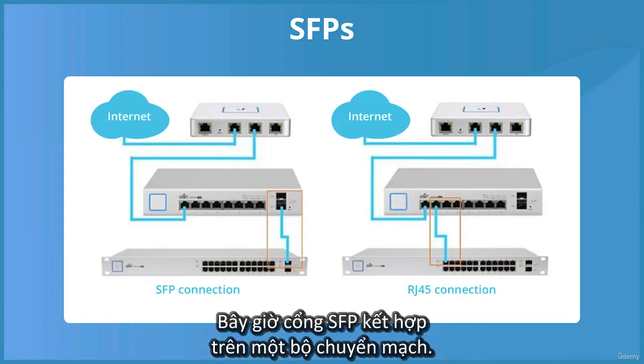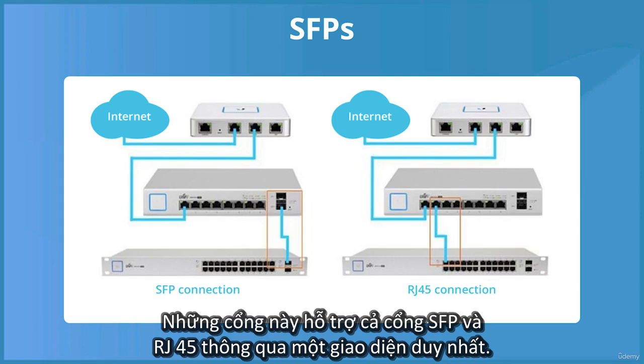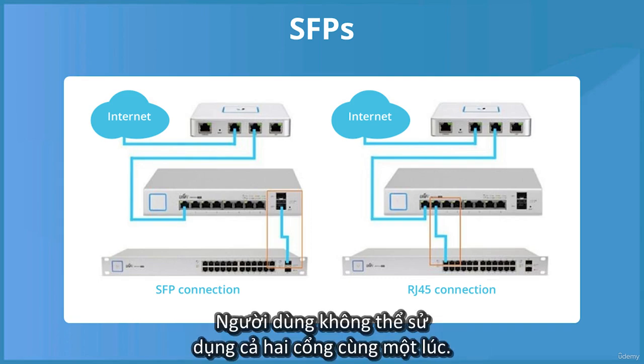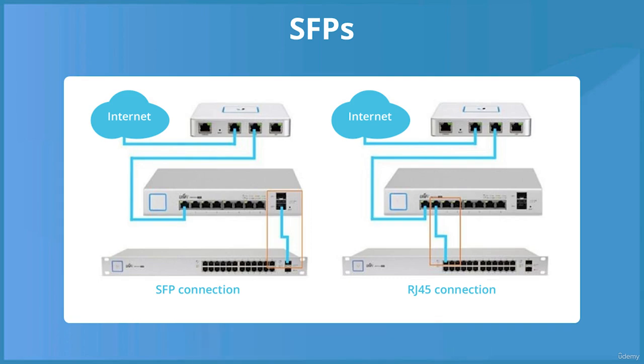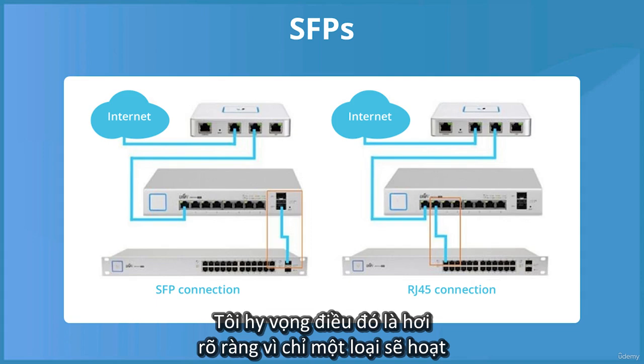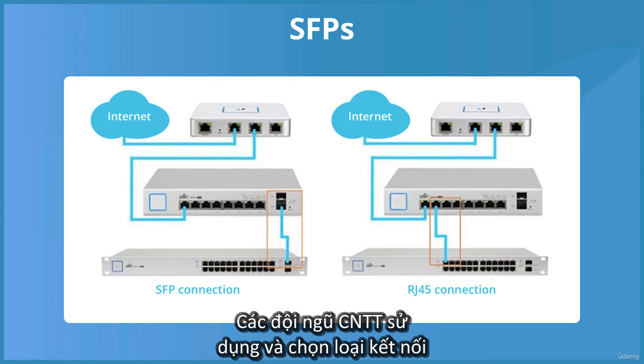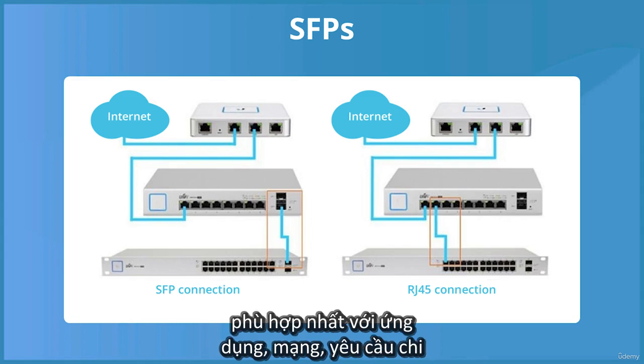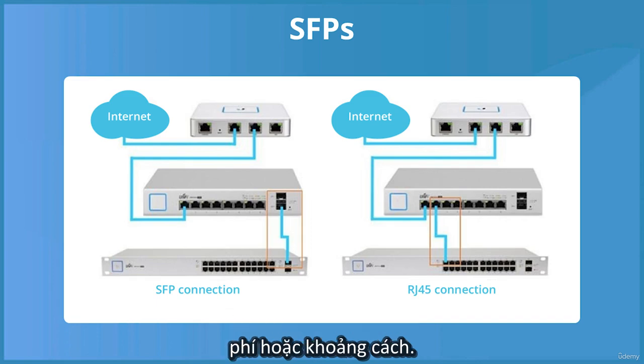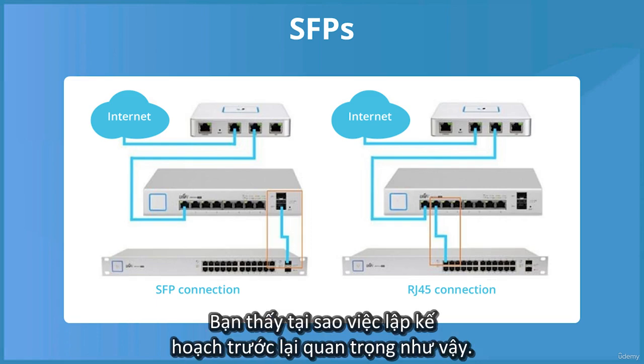Now, combo SFP ports on a switch. These offer support for both SFP and RJ45 ports using a single interface. Users cannot use both ports simultaneously. I hope that's kind of obvious because only one type will work at a time. But these combo ports enable IT teams to choose a connection type that best matches the application, the network, the cost, or distance requirements. You see why planning ahead is so important?